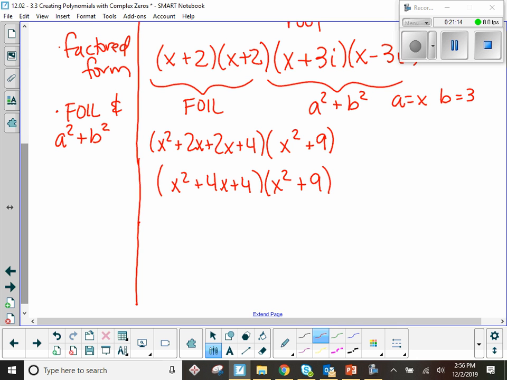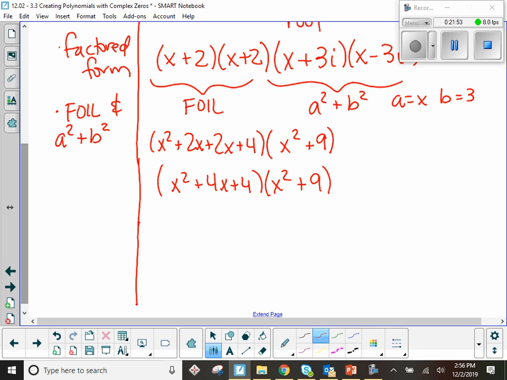I want you to look at your foiling that you did for the x plus 2 times x plus 2. Please be sure you didn't just do x squared plus 4. The reason why that's been happening all day is because of the a squared plus b squared shortcut. But that x plus 2 squared is just regular FOIL, which means you have to do the first, outside, inside, last. That gives you 4 different things, and then the 2 in the middle combine. So you need x squared plus 4x plus 4 times x squared plus 9.